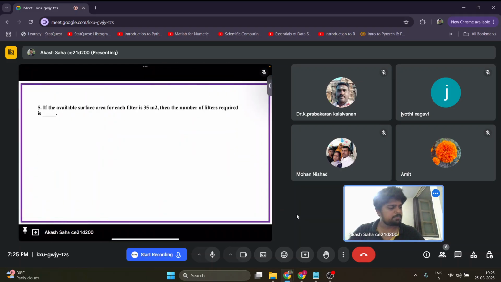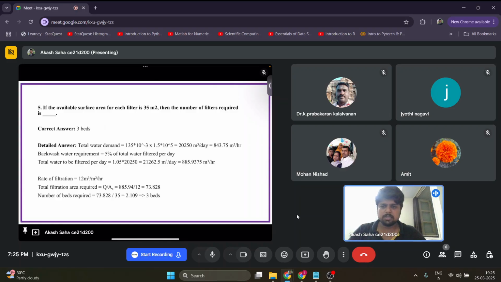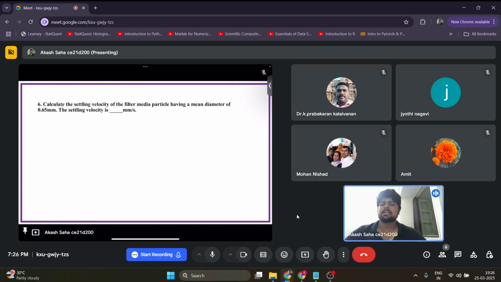Okay, now the next problem. Calculate the settling velocity of the filter media particle having a mean diameter of 0.65 mm. The settling velocity is in millimeter per second. The particle diameter is given and every other information is also given: the specific gravity, the coefficient of drag, everything. So you just have to calculate the settling velocity. Please calculate and let me know.